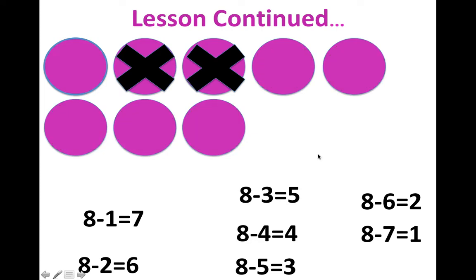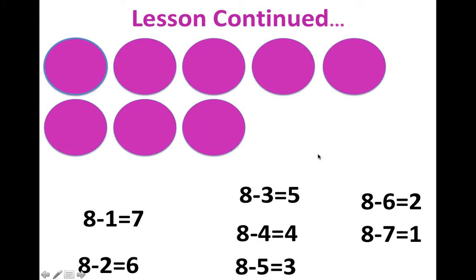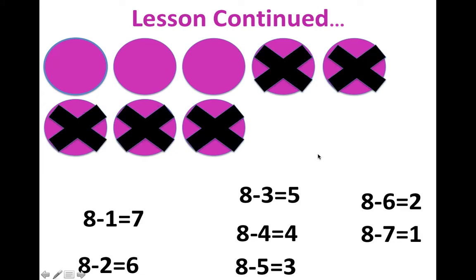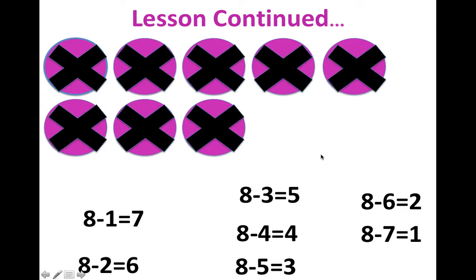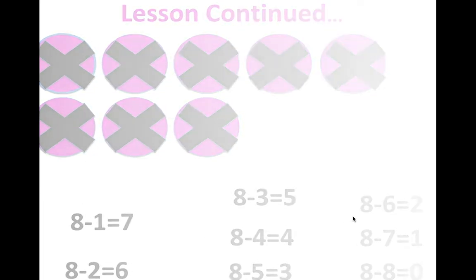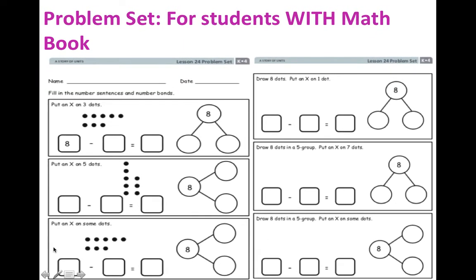So I'm going to start again, and this time we are going to take all of them out, which means 8 minus 8. Do I have any circle that has no X's on it? Great, I do not. So 8 minus 8 is nothing. The word nothing in math means 0. So 8 minus 8 equals 0. At this time, please put all of your materials aside and we will get started with our problem set.